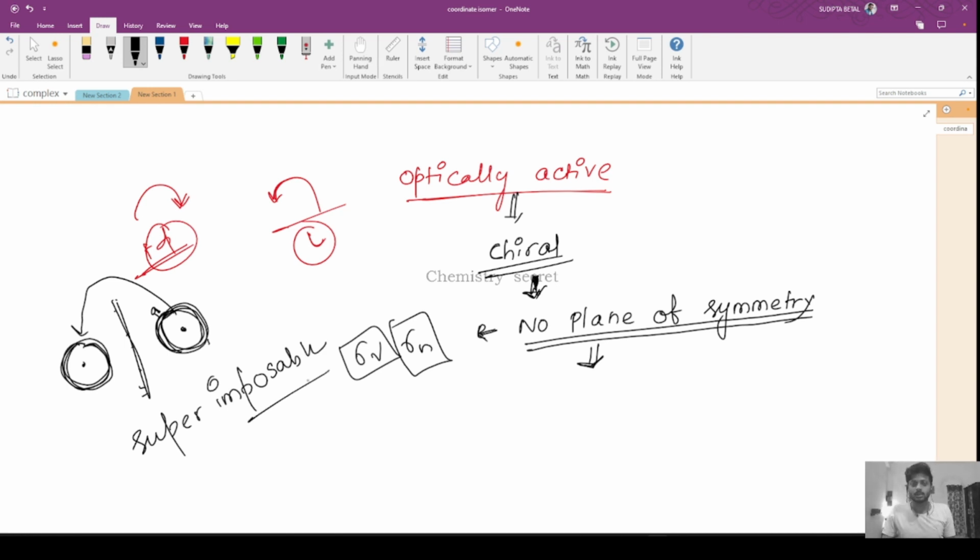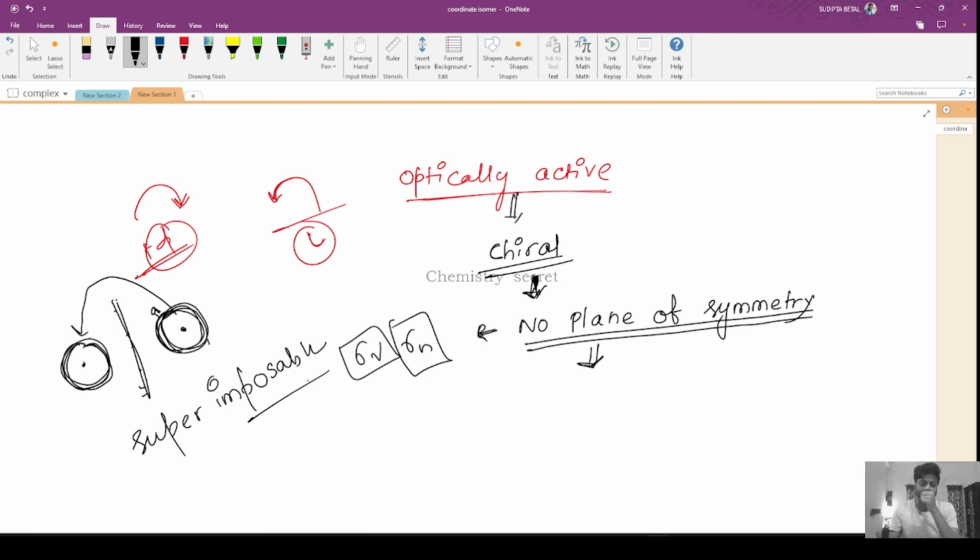Now, if you take your two hands, one hand is the mirror image of the other hand. Now, if you take the image and place it above the object, then there is no matching between object and image. So these are examples of non-superimposable.